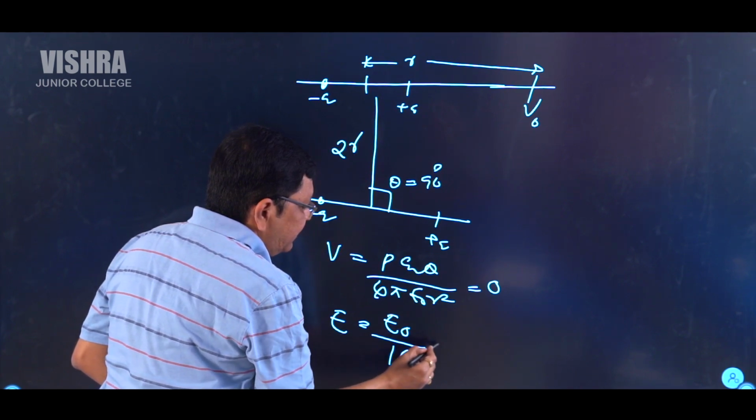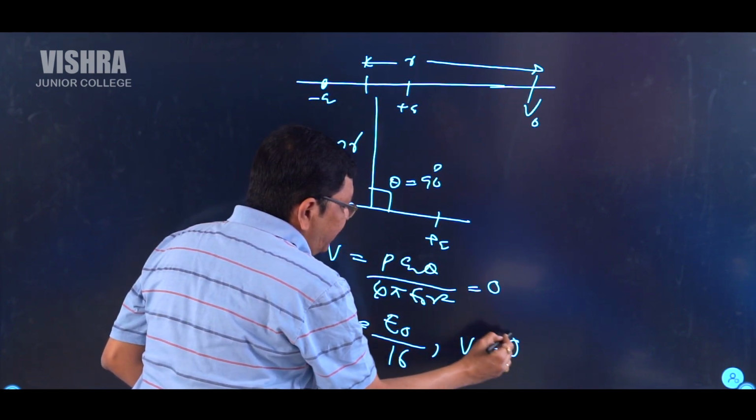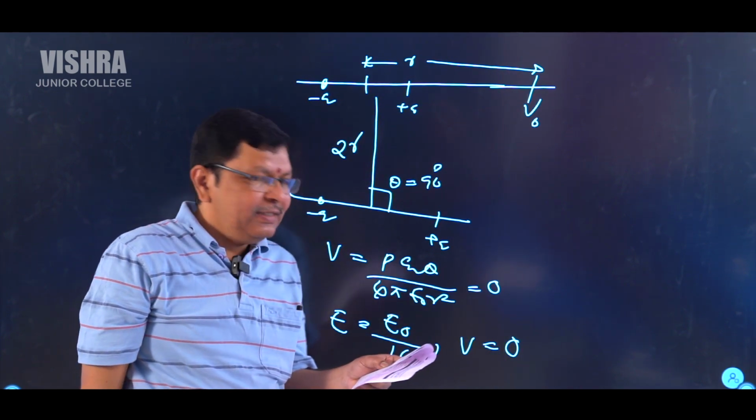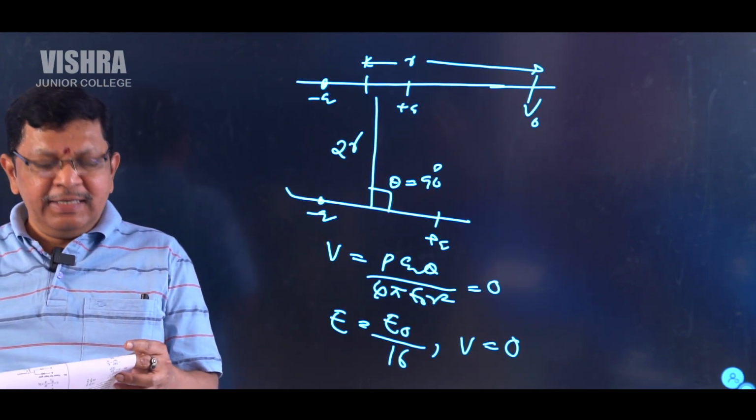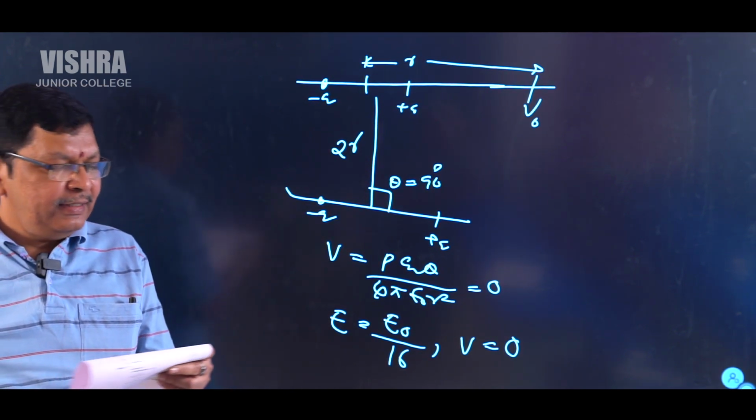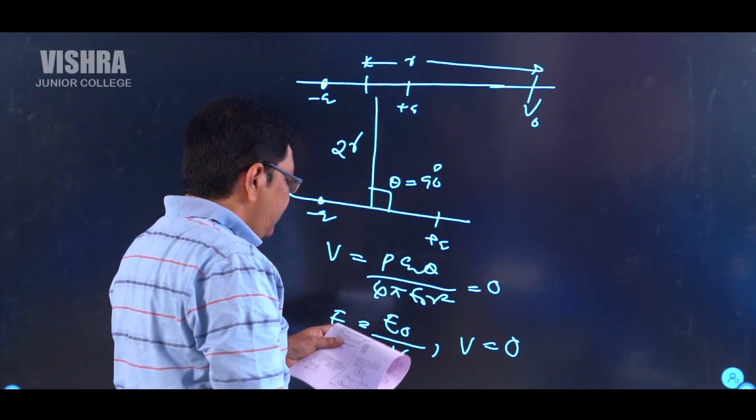So E naught over 16 is the electric field, and the potential is 0. We have given this in the first option. So that's about the problem. It is a little bit lengthy, but it is also a simple and easy problem. Let me go to the next one.